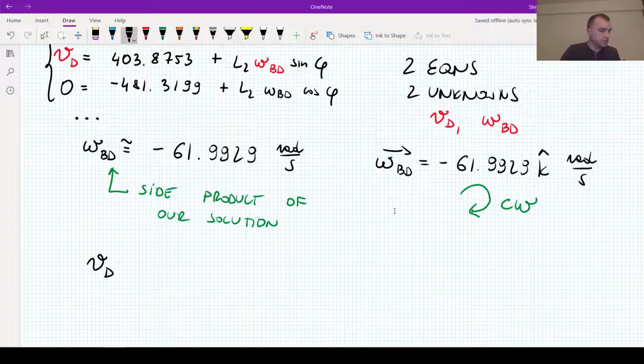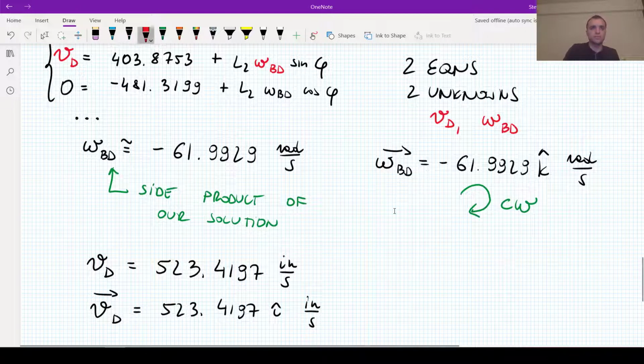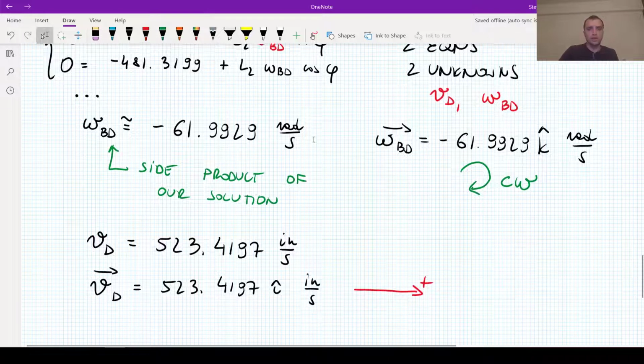Yes, and VD, if you solve that system of two equations, you should obtain that it is equal to 523.4197 inches per second. So that means that it's a positive value. So that means that VD will be going this way, in the i direction, inches per second. So it is going this direction. Okay, and this is the answer.